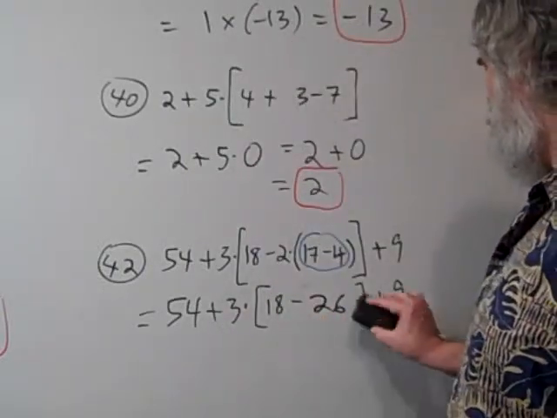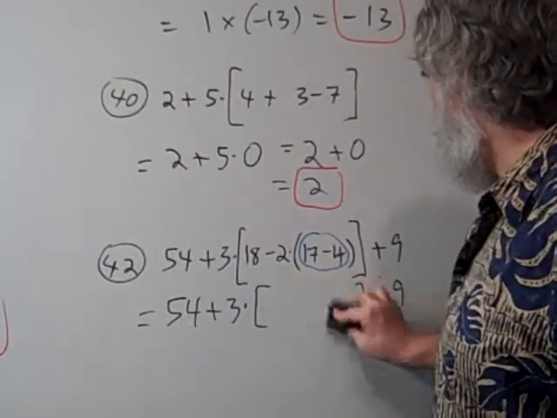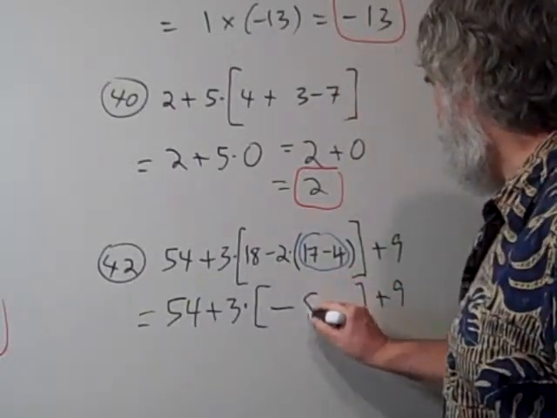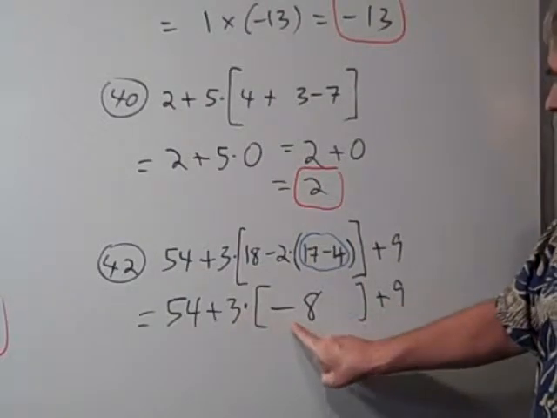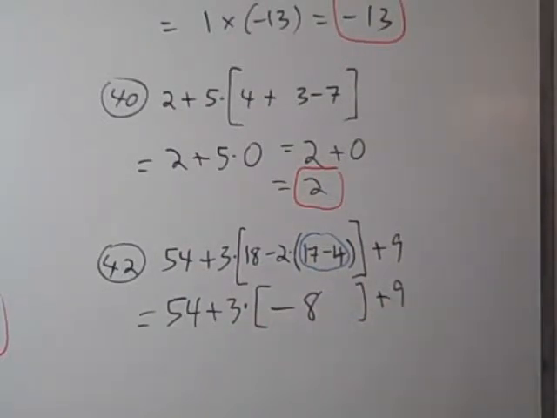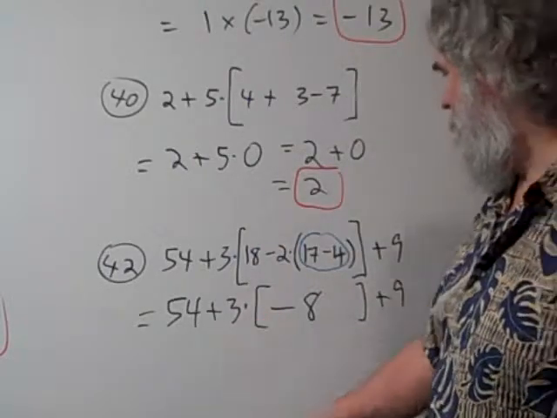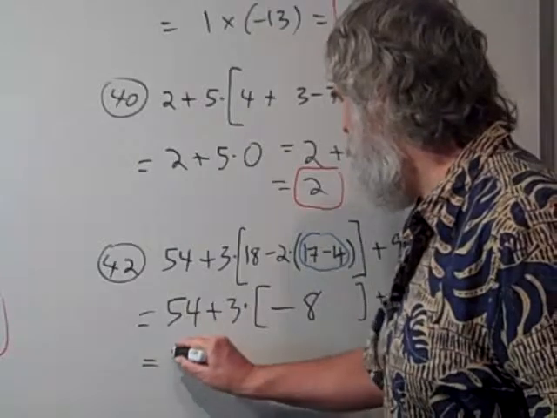18 minus 26 is negative 8 in the brackets here. And now we have 3 times negative 8. 8 times 3 is 24. So 3 times negative 8 is negative 24. So this all becomes negative 24.